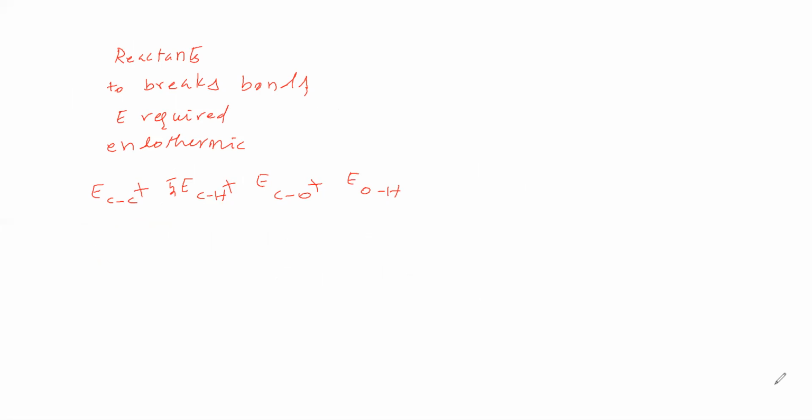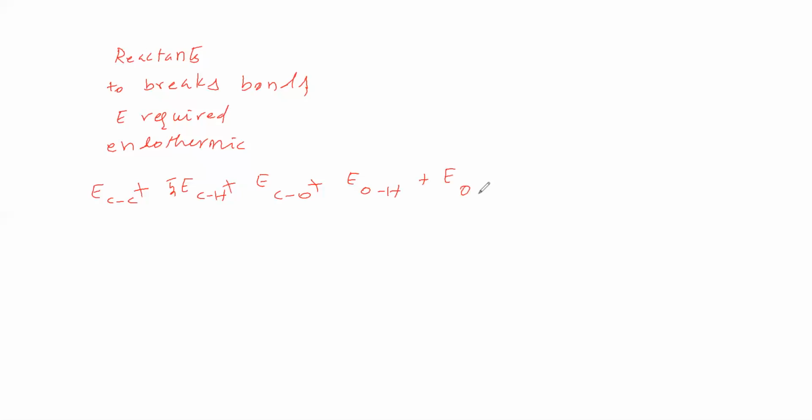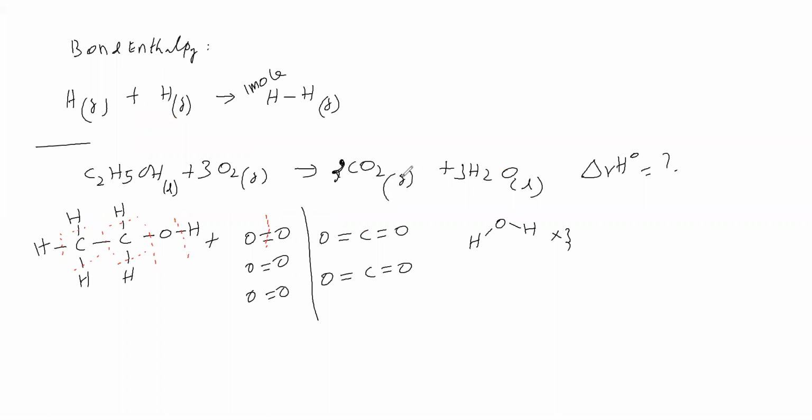Then in O2 we have to break the bond. How many times? Three times, since there are 3 O2. So so and so amount of energy we have to supply to break all the bonds in the reactants as per the stoichiometric equation. Then we will see the products.